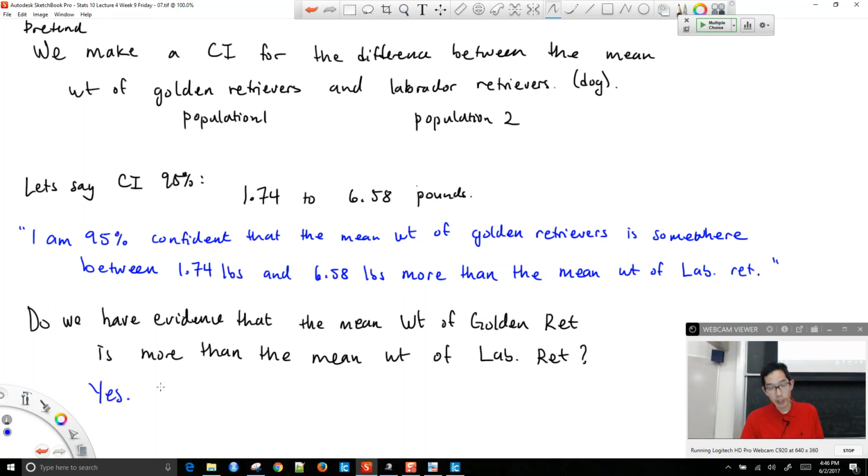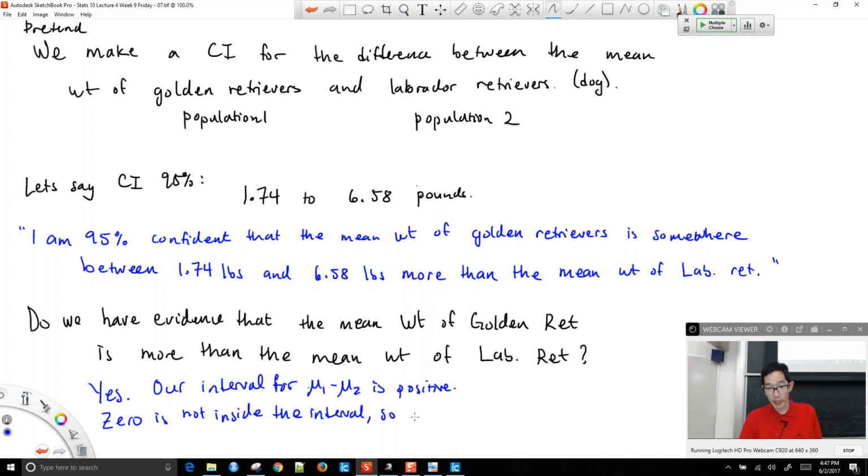We look at our interval: the entire interval is positive. The interval for mu1 minus mu2 is positive. Or another way to say it is that the value 0 is not inside the interval. So we have evidence that there is a difference.